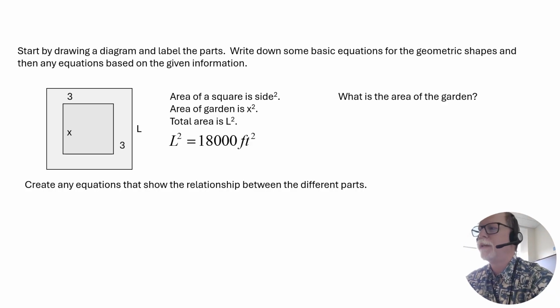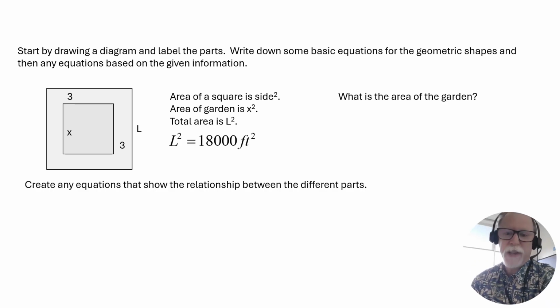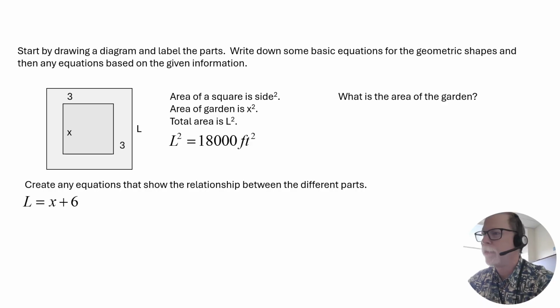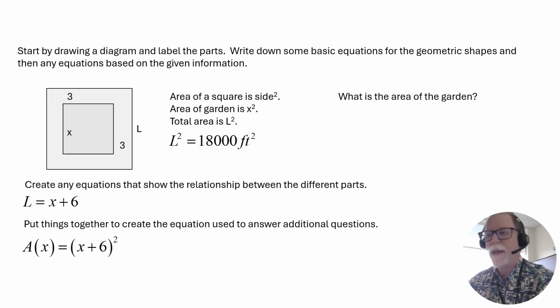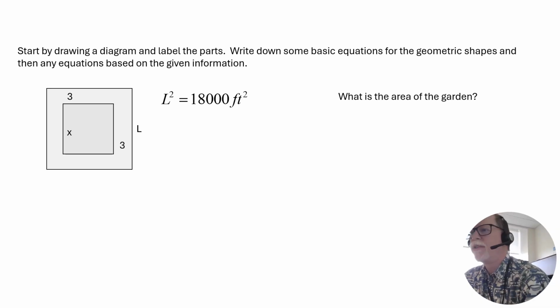And so I need to ultimately create an equation that just has a single variable that I will then use to answer that final question like that. So in this case, I need to use X. So I need a representation for the length in terms of X. And well, part of it is X, and we got 3 feet on one side and 3 feet on the other side. So the length is X plus 6, which makes the area, we take each side and square it. So X plus 6, all that squared. And we also know that that's equal to 18,000 square feet.